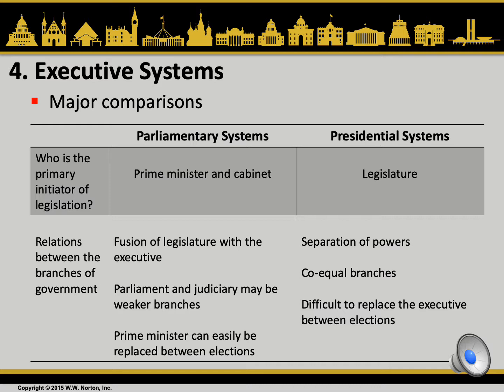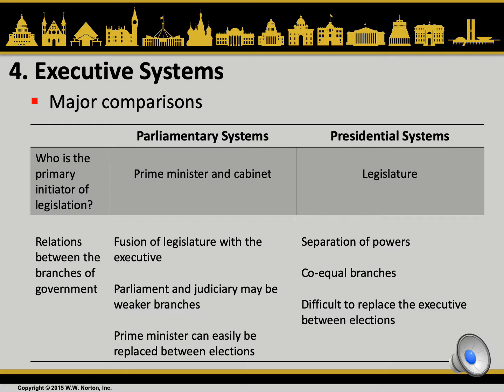Another point of comparison would be to look at the relations or the power sharing, if you will, between the branches of government. In the parliamentary system, as we already described, there's a fusion between the legislature and the executive. The prime minister himself is actually a member of the legislative branch. He's the leader of the executive branch as well. So there's this fusion. Whereas in the presidential system, there's an executive branch completely, wholly separate from the legislative branch.